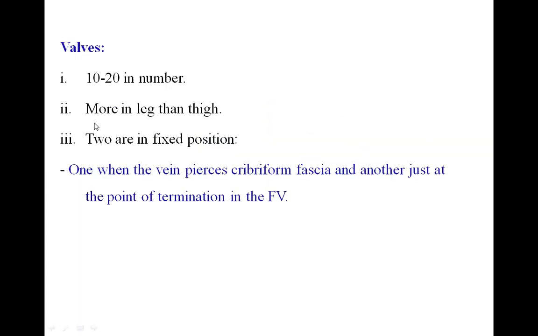Valves: 10 to 20 valves are present in the great saphenous vein. They are more in the leg than the thigh. Two are in fixed position: one where the vein pierces the cribriform fascia, and another just at the point of termination in the femoral vein. So these two sites are constant, and the rest are distributed at different levels.